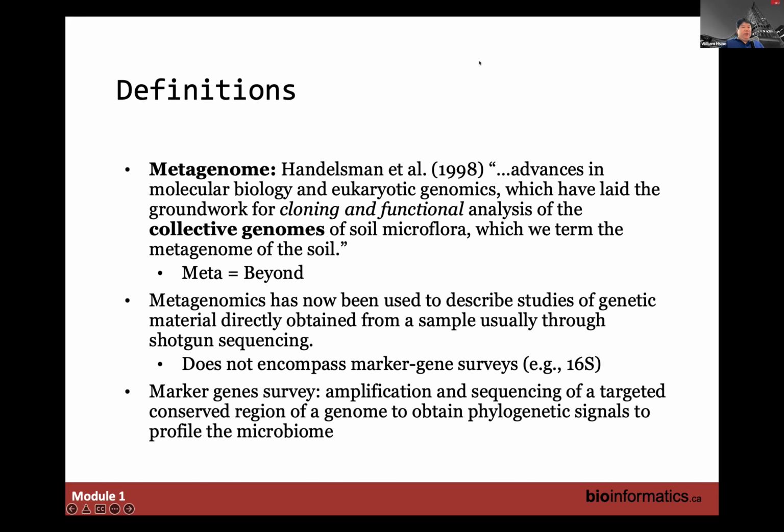So metagenomics now has been used to describe the study of genetic material directly obtained from a sample, usually through shotgun sequencing. So marker gene surveys, which will be the next session, focus on the amplification and sequencing of the target conserved regions, such as the 16S ribosomal RNA gene, rather than the random sequencing of the genetic material. So that's a differentiation between metagenomics and marker gene-based analysis.